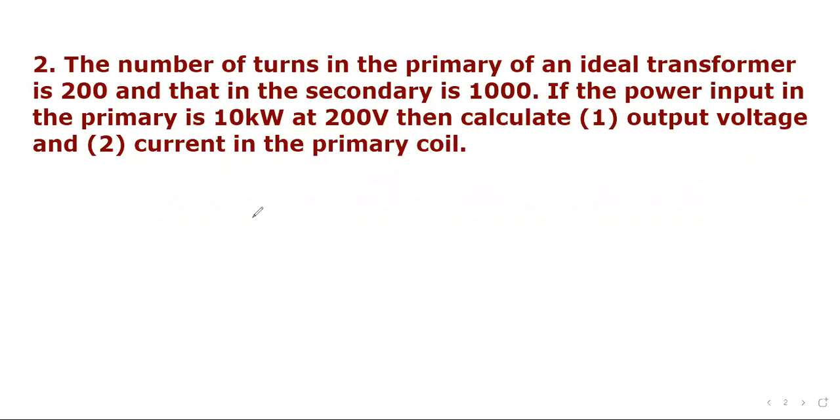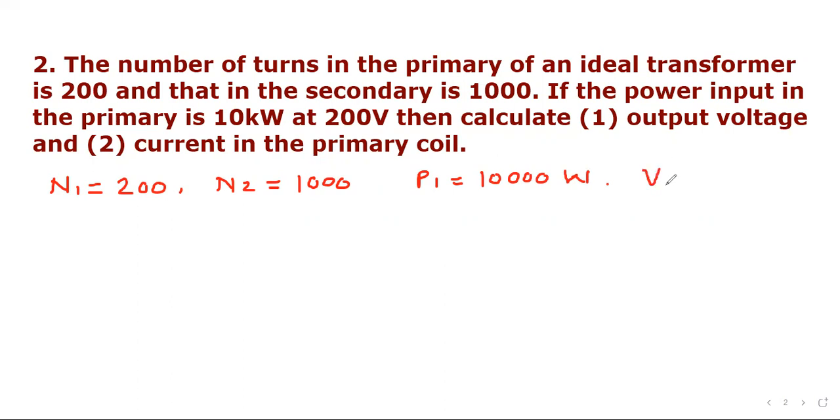Next question. The number of turns in the primary of an ideal transformer is 200, meaning N1 is given as 200, and in the secondary N2 is given as 1000. If the input power in primary, meaning P1, is given as 10,000 watt because it is 10 kilowatt, and V1 is given as 200 volt, then we have to find out V2 and the current in the primary. So P equals VI.